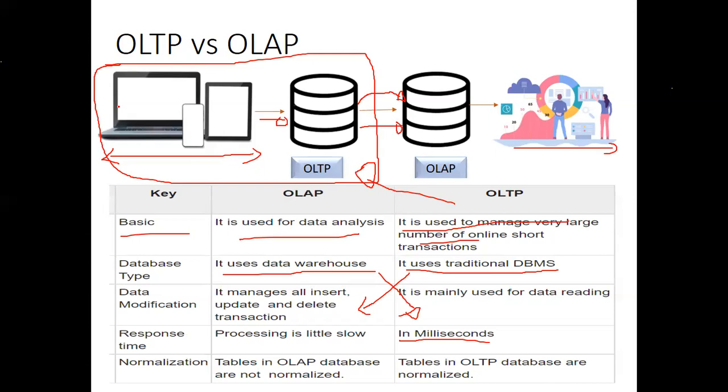So normalized data takes a considerable amount of time when you compare it to OLAP. When I say slow, it doesn't mean that it's too slow. It's the way it's designed: the database is normalized, with multiple tables and all. So that is the reason the processing will be a bit slower. It doesn't mean that it takes a long time to display.